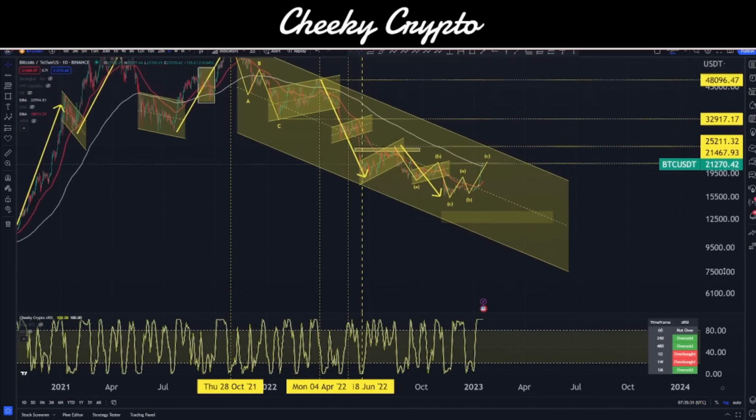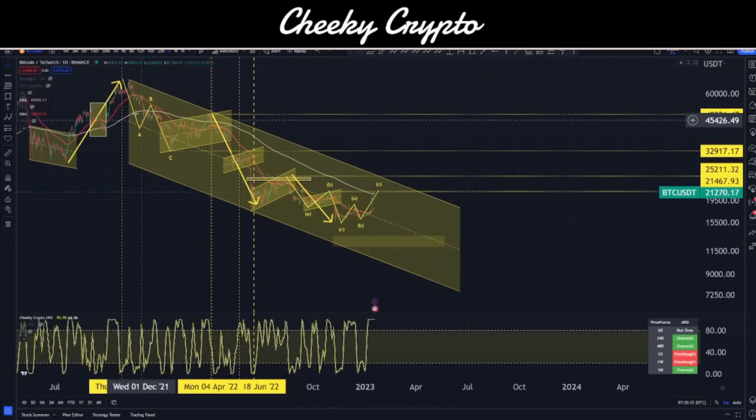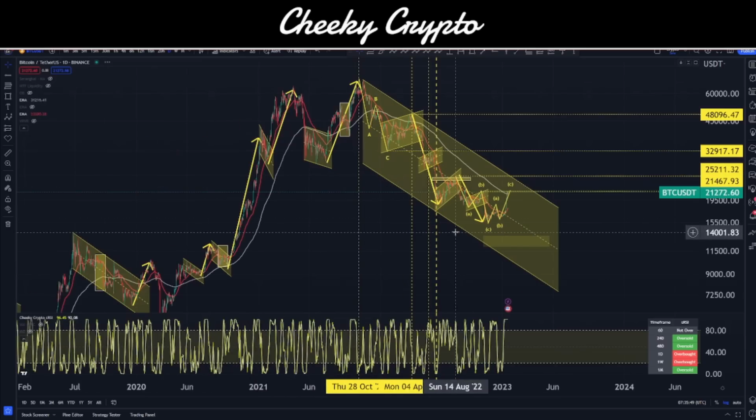Okay, overall, the structure is still very, very corrective. I would say W, X, Y, X, and Z coming down here possibly. It depends whether this is complete or not. To be on the scale of things, it looks like it probably needs to come down here to at least be a Z wave movement. Be interesting to see.